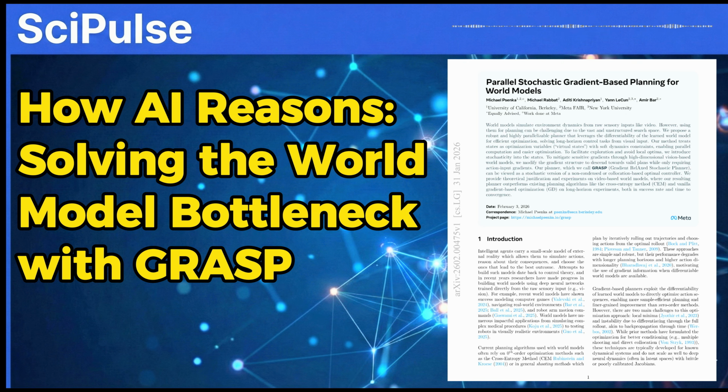Which brings us to the S in GRASP. Stochastic. Which means random noise. Yes, but they do something very specific here. Usually in AI, if you want to explore, you add noise to the actions. You shake the joystick. Right. GRASP adds noise to the states. What is the difference? Why does shaking the state matter more than shaking the joystick?